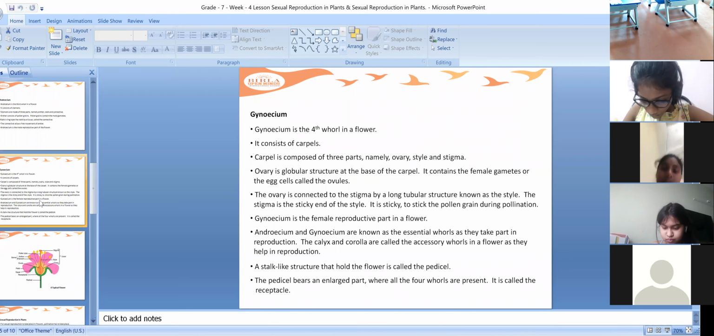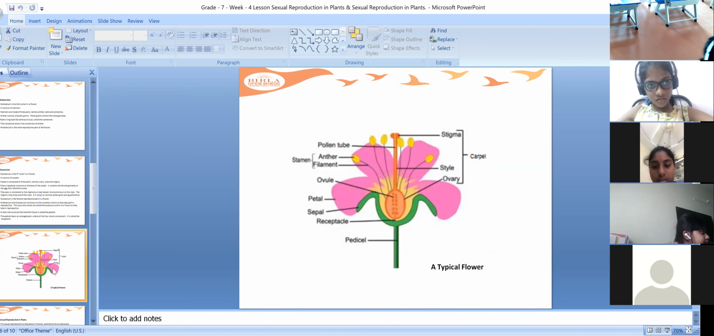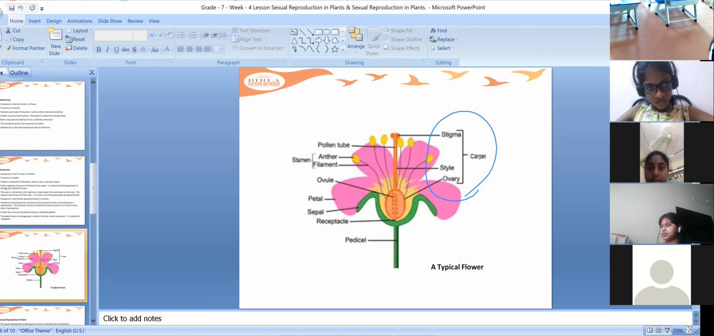So now coming to gynoecium. Gynoecium is the fourth whorl in a flower. It consists of carpels. Here you can see in this picture the carpel. The carpel consists of stigma, style, and ovary.